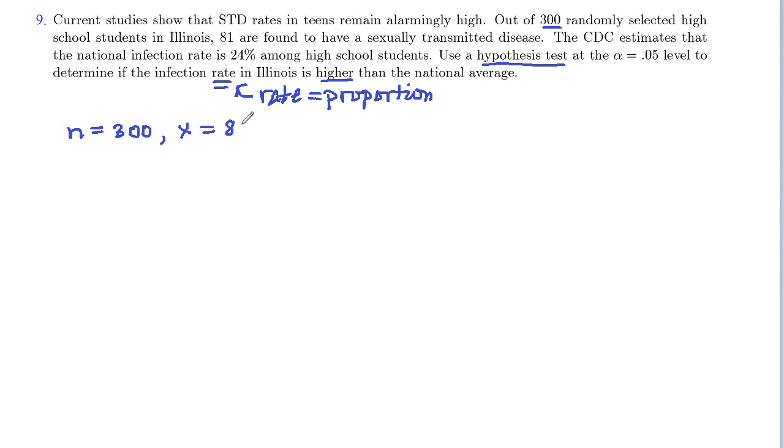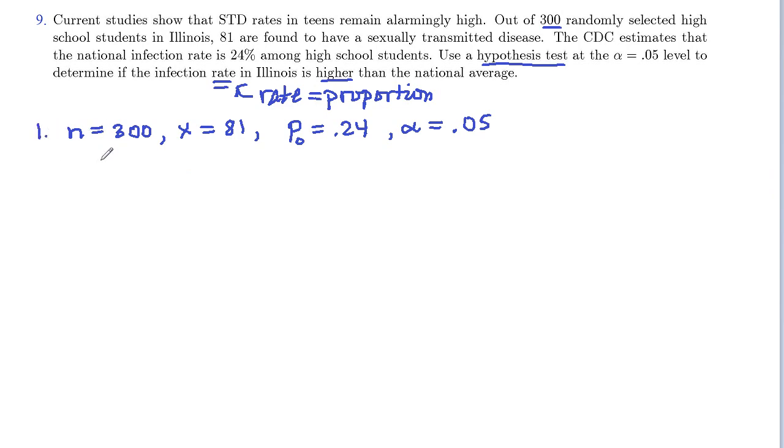Quote unquote success. I don't know if I would feel like I had a success if I had a sexually transmitted disease. The national infection rate is 24%, which is 0.24. So that is our p0, our hypothesized proportion, 0.24. And alpha is 0.05. And we're testing: is the proportion higher in Illinois? So this is step 1.